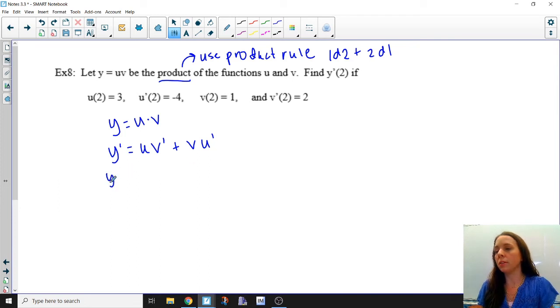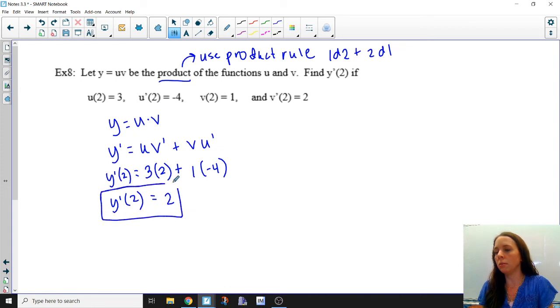Now, in particular, at 2, that means go up here to these values and fill them in. u at 2 is 3. v prime at 2 is 2. Plus v at 2 is 1 times u prime at 2 is -4. 3 times 2 plus 1 times -4 is 2. Ta-da! There's our answer.